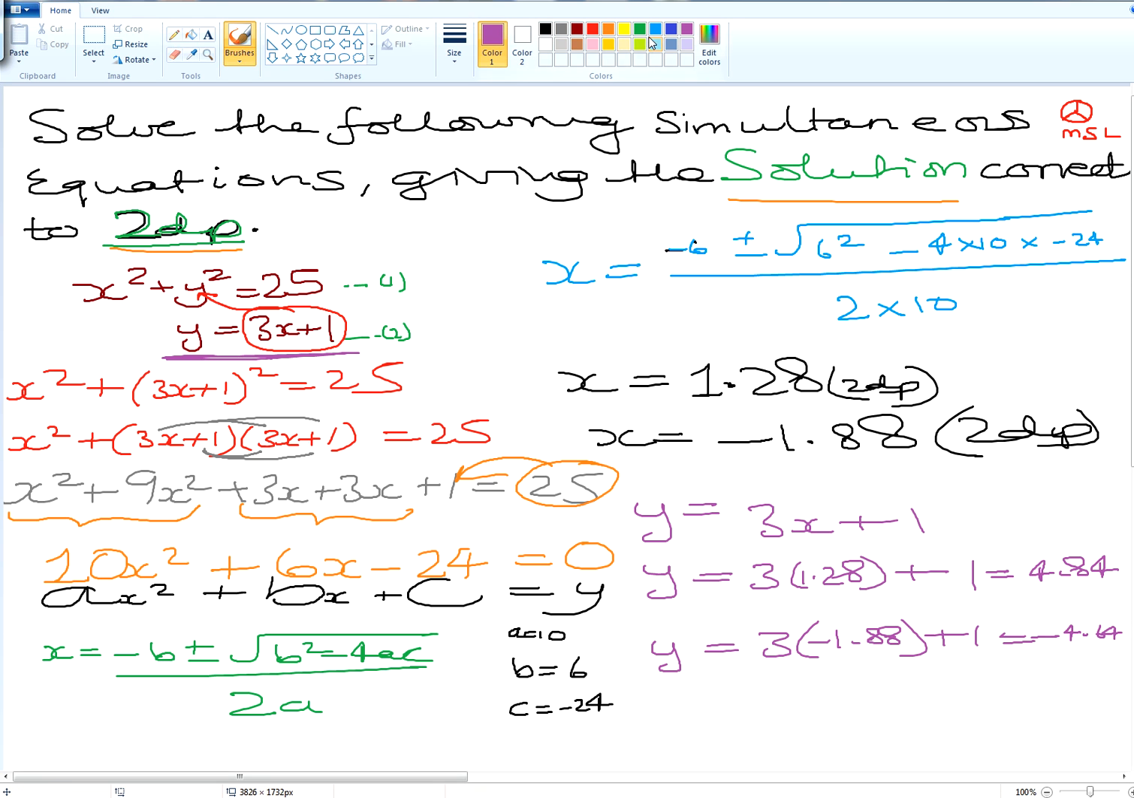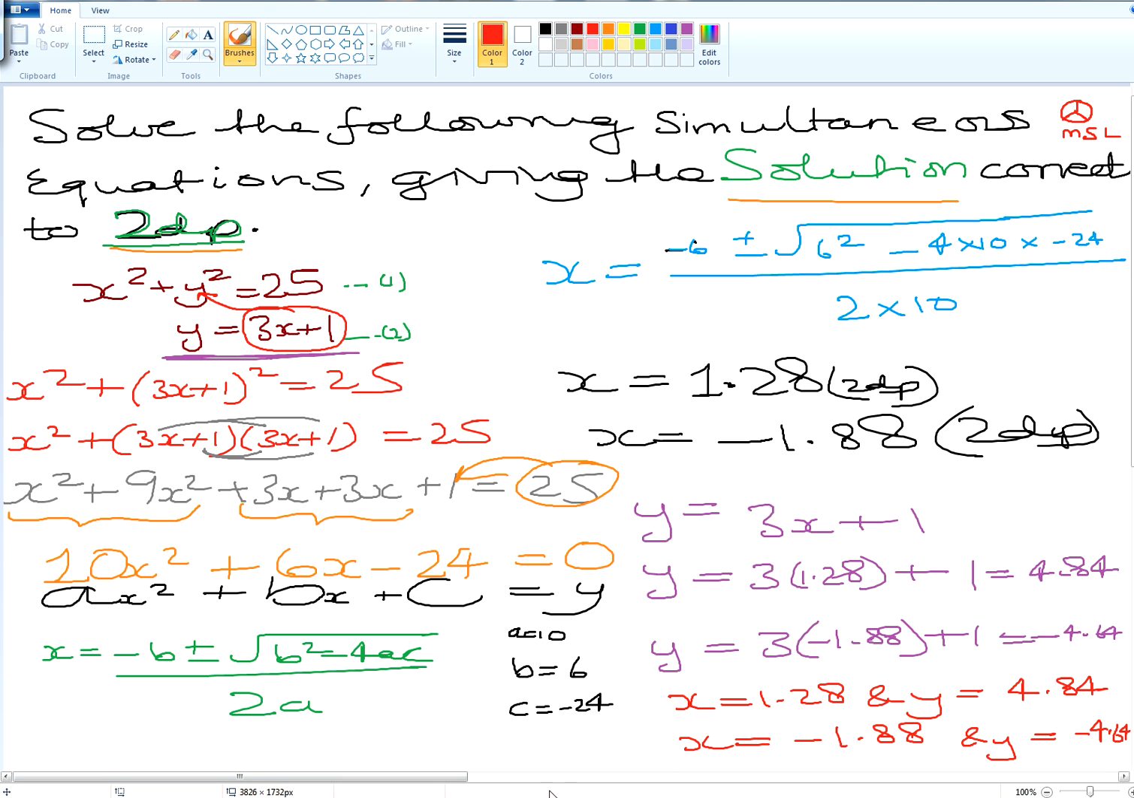Okay, let's write down the solution in a more clear fashion right at the bottom. So we have x is equal to 1.28 and the corresponding y value is 4.84. X is equal to minus 1.88 and its corresponding y value is equal to minus 4.64. That's the end of that question.